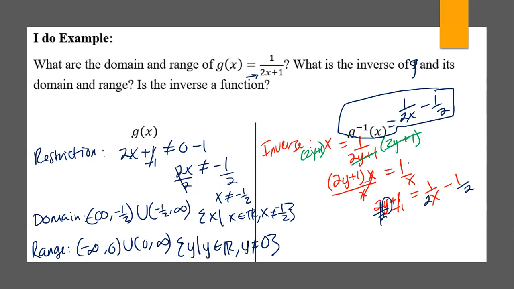Could you condense it down to one fraction? Yes, but is it necessary? No, don't do it.